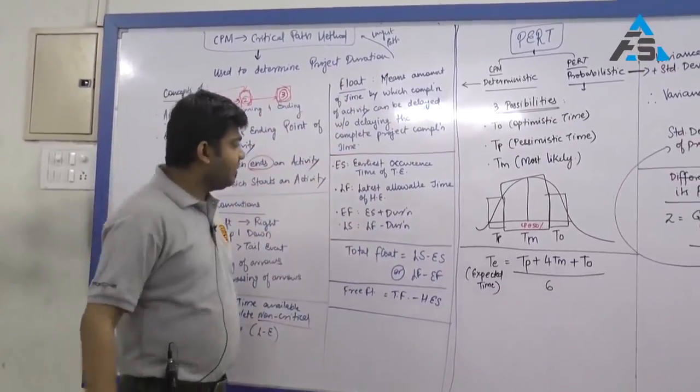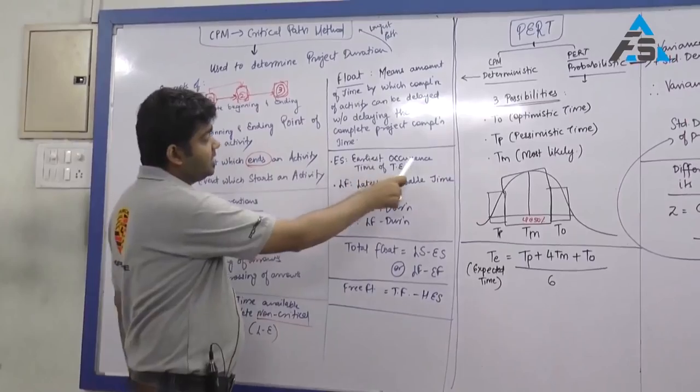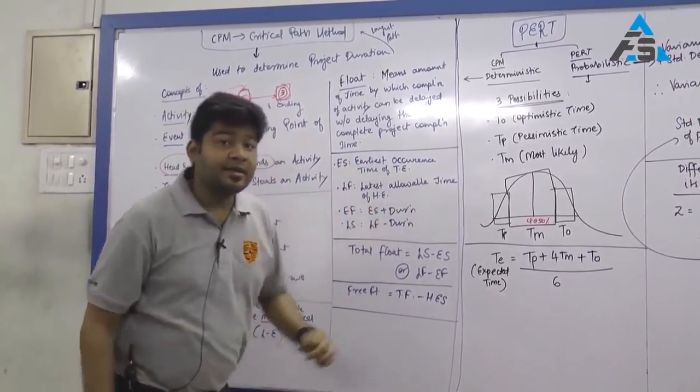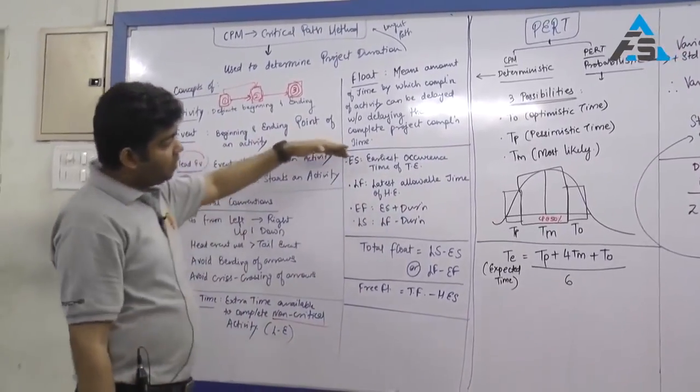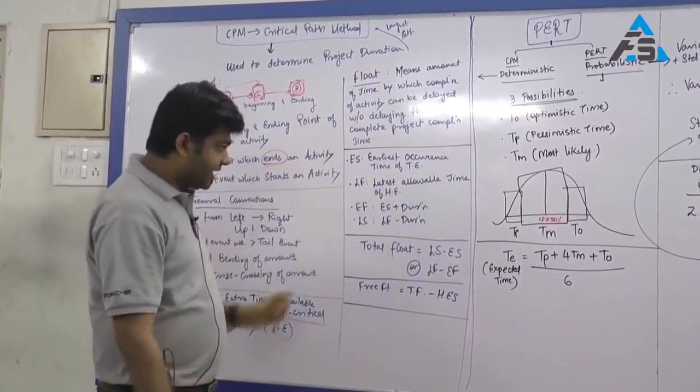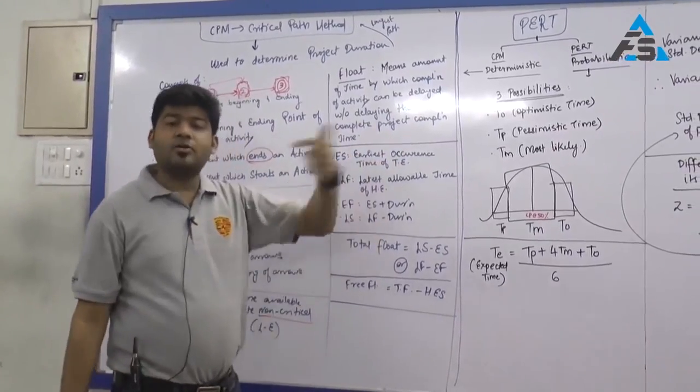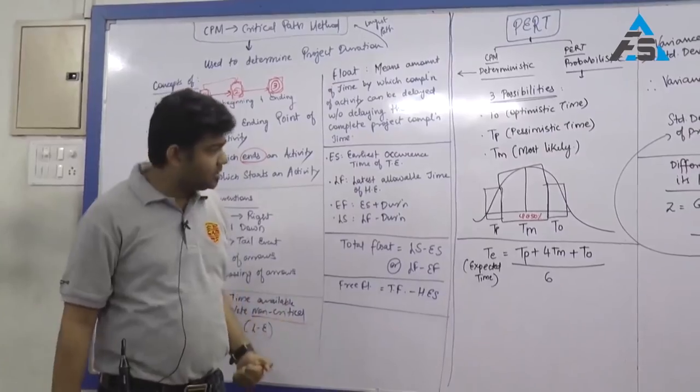Certain concepts to be kept in mind. ES, earliest occurrence time of tail event. So here, the earliest occurrence time of the tail event should be mentioned. That obviously will depend on the question that is given to you.